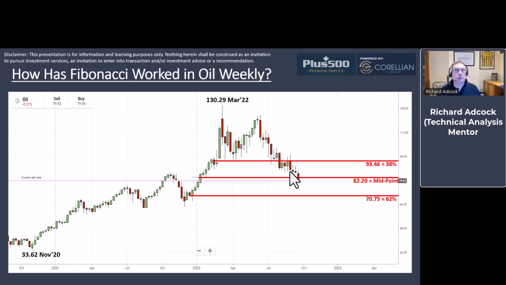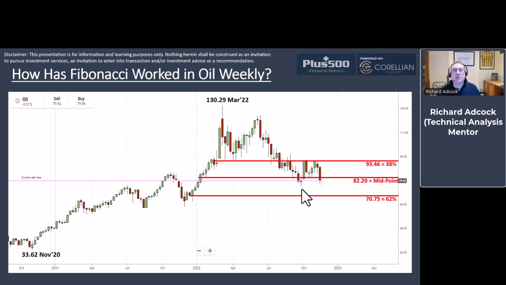But the upside failed to attract any significant support, and then sellers resumed, saw a close below the midpoint level, which again was further indication of deterioration within the market and the risk of a more extended sell-off down towards the 62% level, which in this case was at 70.75.